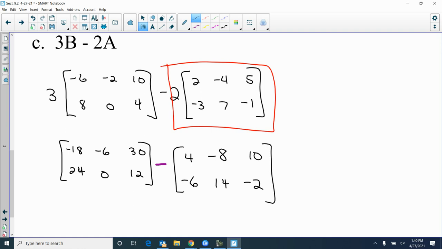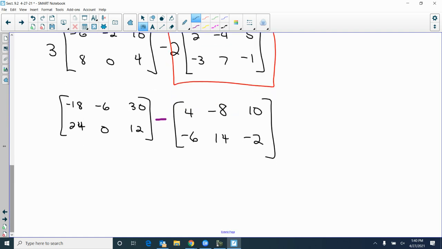But some people just distribute negative 2 and then they subtract everything again. So it's like undoing what you just did. If you did it this way, subtract, and then I end up with negative 22. Negative 6 minus negative 8 becomes negative 6 plus 8, which is 2. 30 minus 10 is 20. 24 minus negative 6 is 30. 0 minus 14 is negative 14. And then 12 minus negative 2 gives me positive 14.